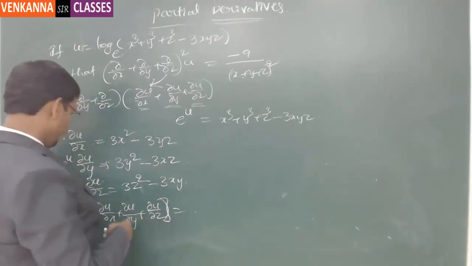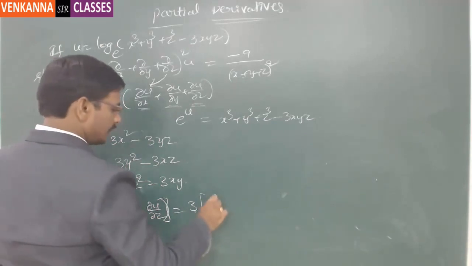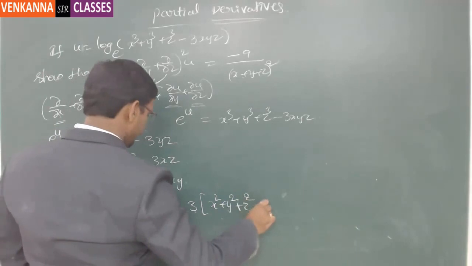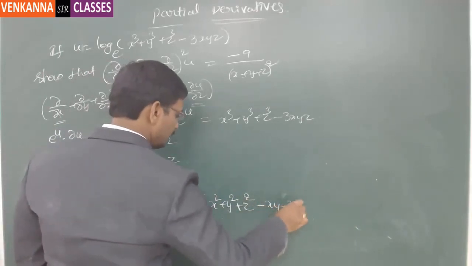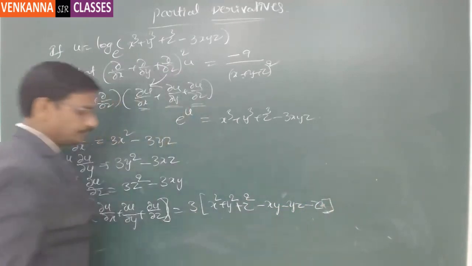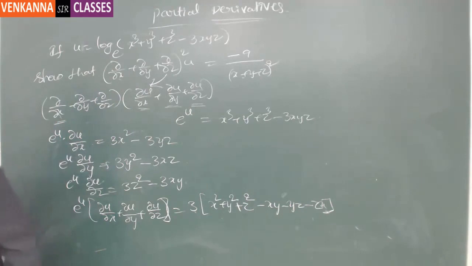so 3 you can take it out. Then what is left over is x² plus y² plus z² minus xy minus yz minus zx. Got it? So this is how you can write it.